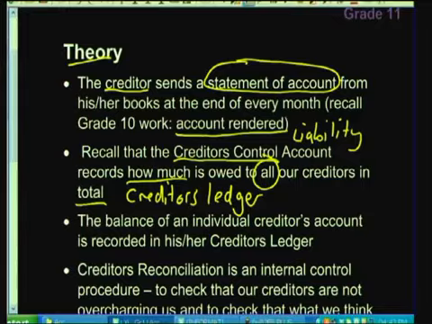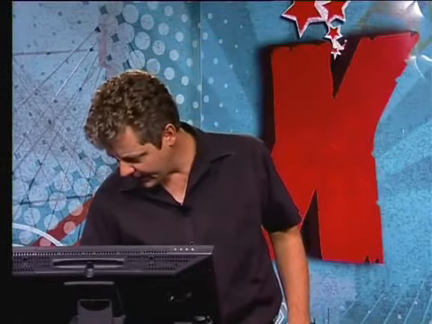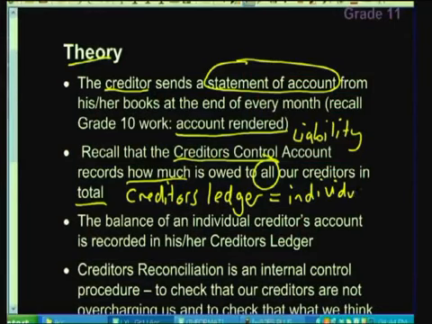The creditor's control account is for all your creditors, but the creditor's ledger is for individual creditors. And that's our next point over there. It says that the balance of an individual creditor's account is recorded in his or her creditor's ledger.